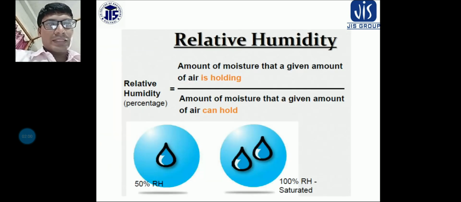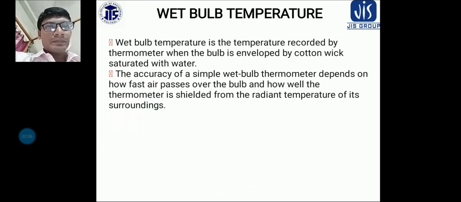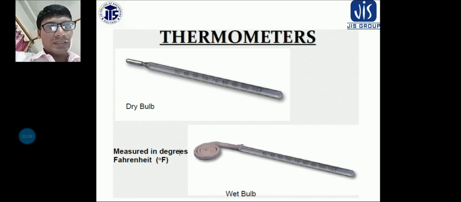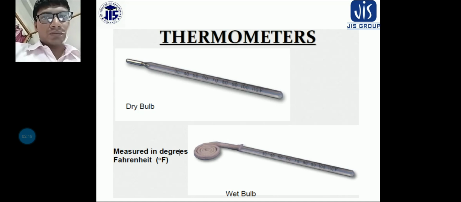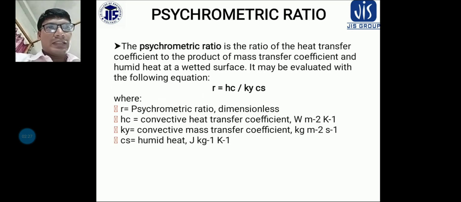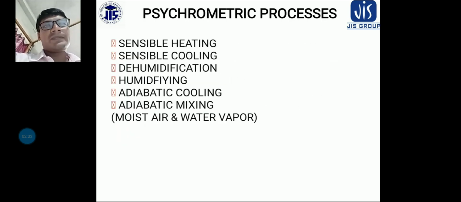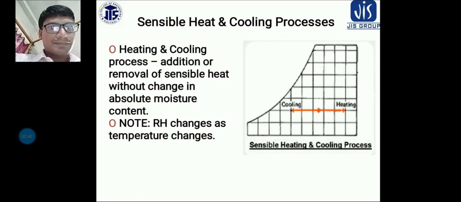What is dew point temperature? Relative humidity, humidity ratio, dry bulb temperature, wet bulb temperature, and how you can measure the wet bulb and dry bulb temperature with a thermometer and a wet wick, a cotton wick, that was discussed. Then humidity was discussed: specific humidity, absolute humidity, followed by psychrometric ratio. Then the psychrometric processes: sensible heating and sensible cooling were discussed.